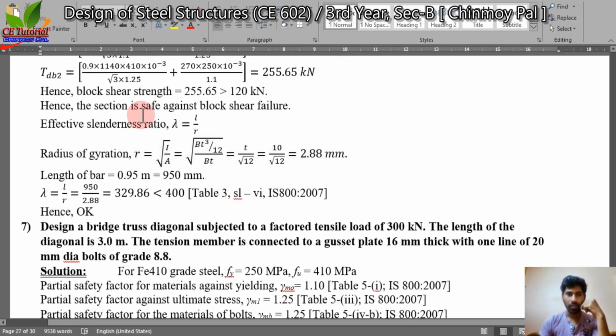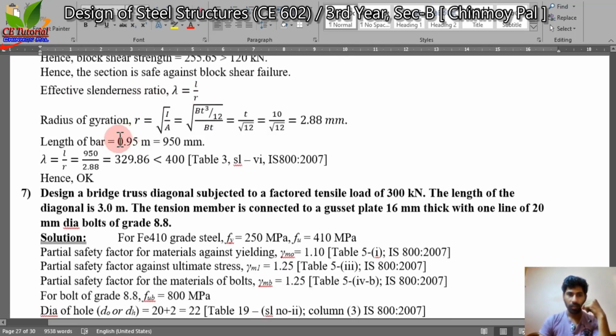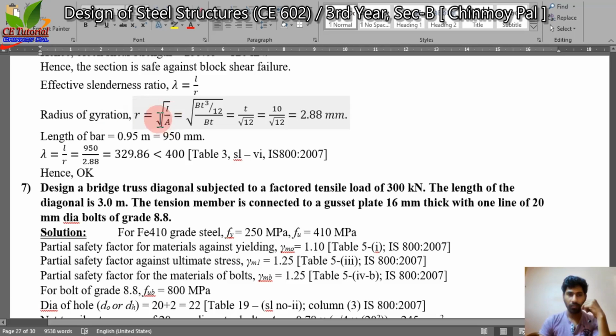Now check the slenderness ratio. The slenderness ratio is L by R, and R is the radius of gyration. The formula is root over I by A. I is moment of inertia, A is the area. So moment of inertia is equal to B into T cube by 12 and area is equal to B into T. So actually T by root over 12. So radius of gyration is 2.88 millimeter and length of the bar is 0.95 meter is given in the question.